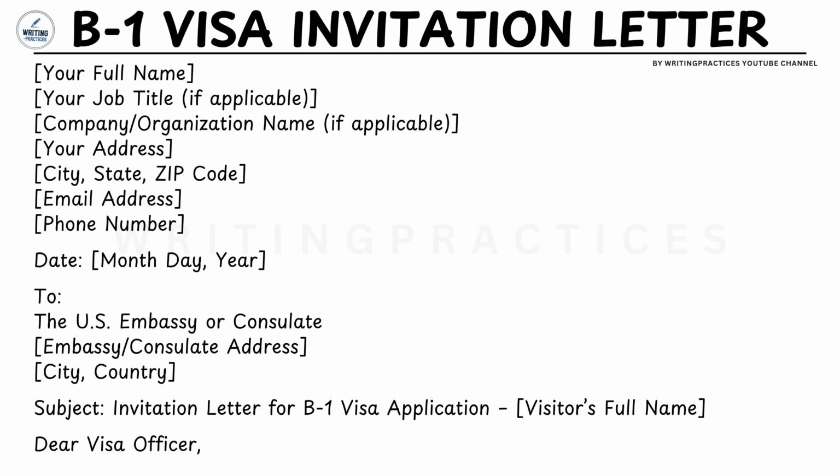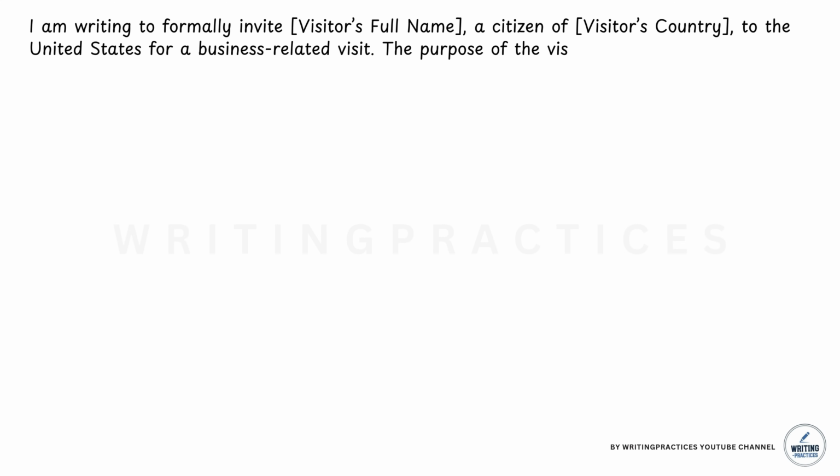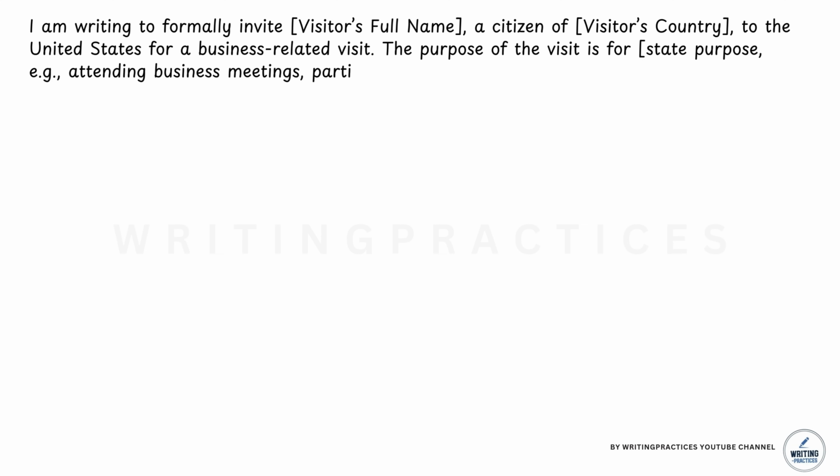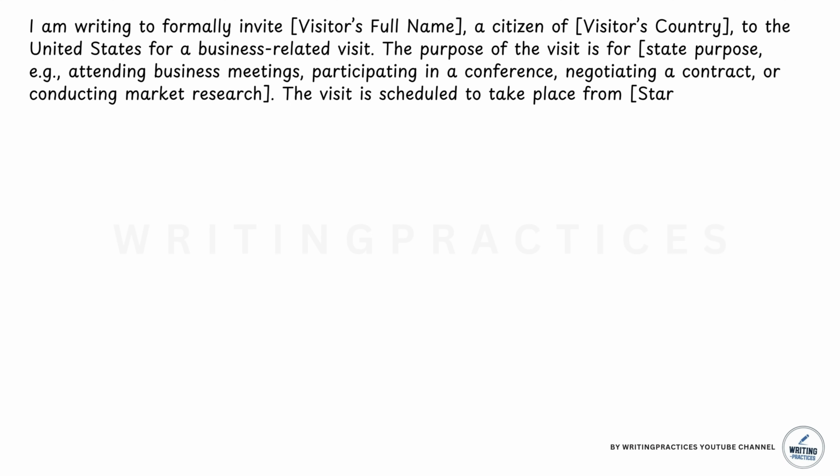Opening paragraph, introduction and reason for the visit. In the first paragraph, you explain who the visitor is and why they're coming. This is where you introduce the individual and the purpose of their business visit. For example: I am writing to formally invite visitor's full name, a citizen of visitor's country, to the United States for a business-related visit.